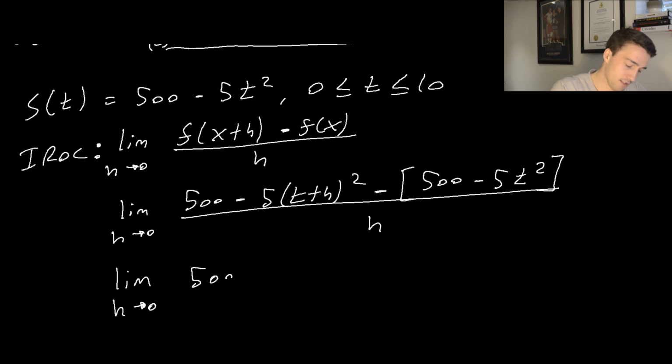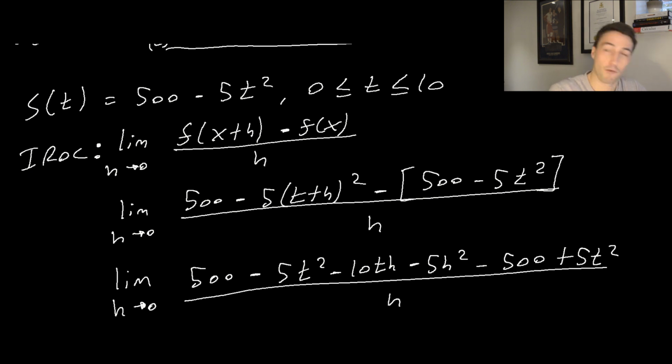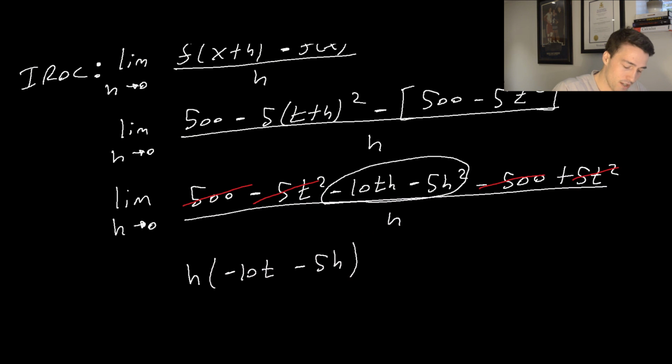So 500, and I'm going to expand all this, this is going to be 5t squared, and then minus 10th minus 5h squared, and then I'm just going to expand this negative, so negative 500 plus 5t squared, divided by h. Now we're going to look for things that cancel, so this 500 and this 500 will cancel, negative 5t squared and 5t squared will cancel, and now the remaining terms both have an h in them, so I can factor that h out. This is going to be negative 10t minus 5h, over h, limit as h goes to 0.